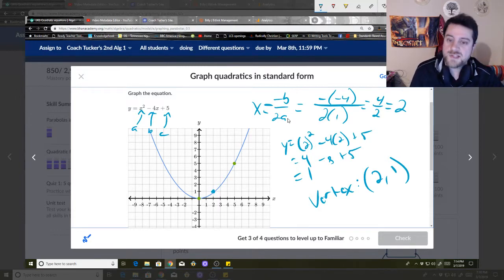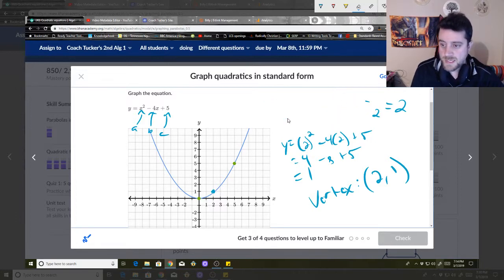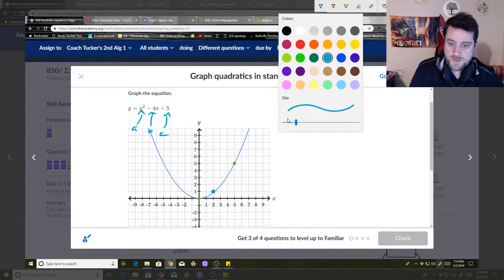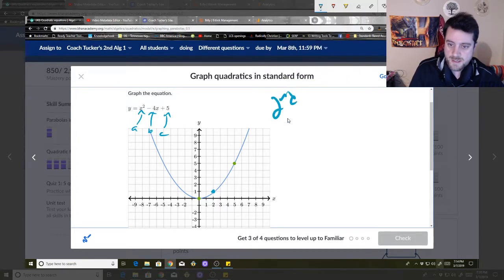We have the vertex. Now what do we do? Well, let's erase our work here. Okay. The second thing, we need to get some other points now. The second step I will tell you to do is to find the y-intercept. And it's always super easy.